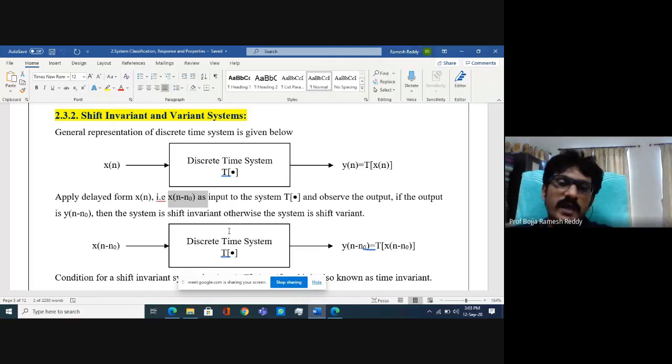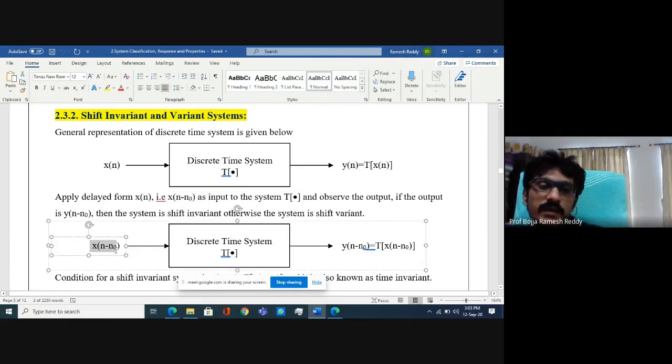Suppose our class is a system, which is scheduled from 2:30 to 4:30, a 2 hour duration. If the input is delayed by 10 minutes, like if you start at 2:40 instead of 2:30, then we have to take the class up to 2:40. If the input is delayed, the output should be delayed for a good system. That is called a shift invariant system. For every shift invariant system, if the input is delayed by n naught units, definitely the output is also delayed by the same amount, that is n naught units only.